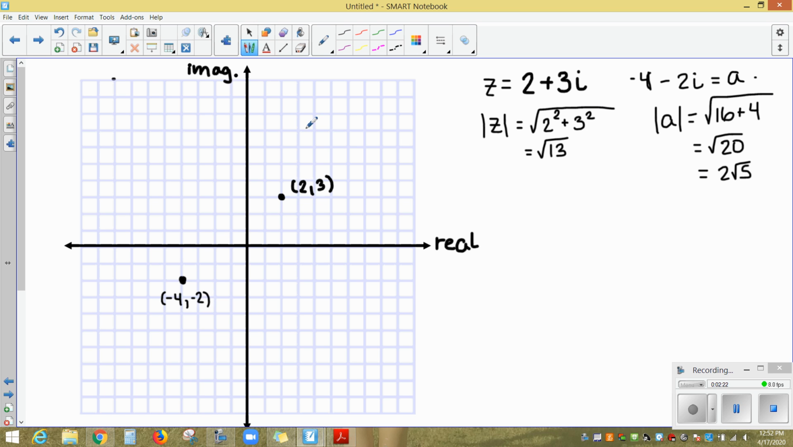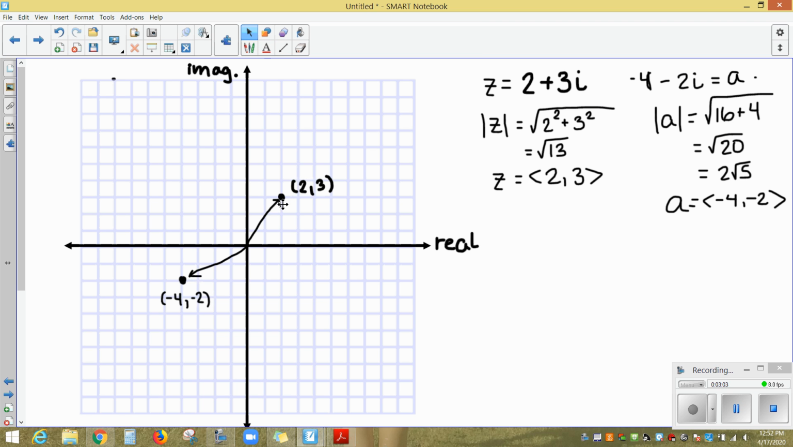When we're drawing and looking in the complex plane, we can think of this like the vectors we worked with in the last chapter. Your author will write z as a vector in component form as (2, 3). So there's my vector z. My vector a, (negative 4, negative 2), means from the origin I've gone left 4 and down 2, and we pretend that line's straight when we draw it.